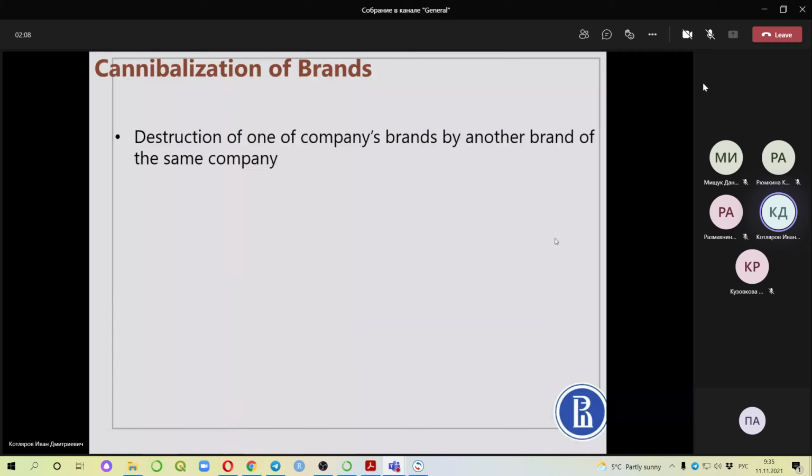Okay, so ladies and gentlemen, here on this slide, you see the definition of the phenomenon of the cannibalization of brands. So, what is it? It is the phenomenon of destruction of one of a company's brands by another brand of the same company. Do you understand what it means? Destruction of one of a company's brands by another brand of the same company. How can it be done? Any ideas?